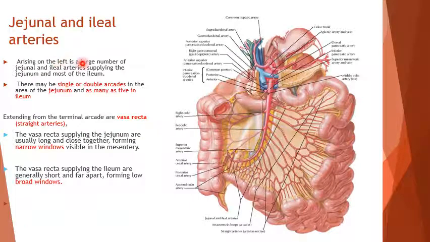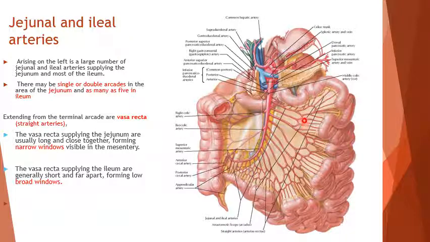Now, arising from the left side of the superior mesenteric artery are a large number of jejunal and ileal branches, which supply the jejunum and most of the ileum, except its terminal part, which is supplied by the ileocolic artery. These branches anastomose with each other and form arches. These arches again give branches which anastomose, and so a series of arcades is formed.